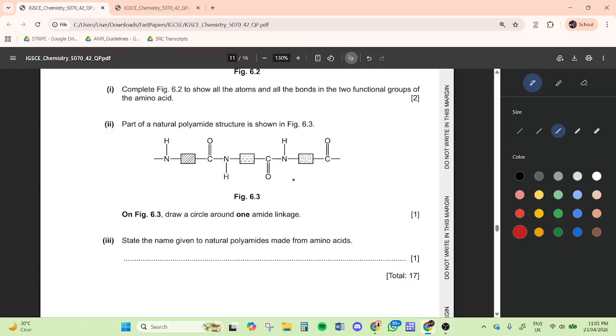Draw a circle around one amide linkage. The amide linkage is always going to be between this one over here. So you could draw one between here, you could draw one over here. It doesn't really matter which one you give.